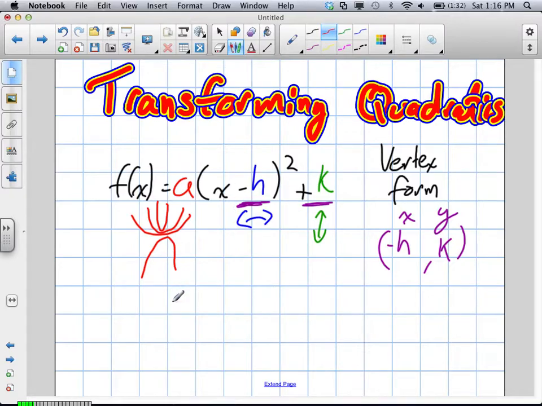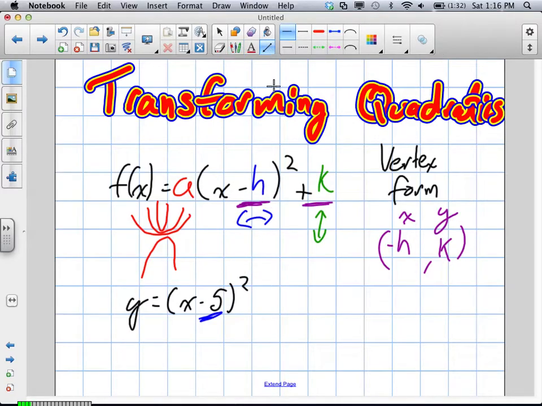Okay, so I've drawn a whole bunch of funny looking things. Looks like a person almost. But that's what a deals with, stretching and compressing or flipping. Okay. So they asked us for a graph of y equals (x minus 5) squared. Which of these variables does the negative 5 stand for? H, that's right. So that means our parabola will have done what? Move to the right. How do you know the right?